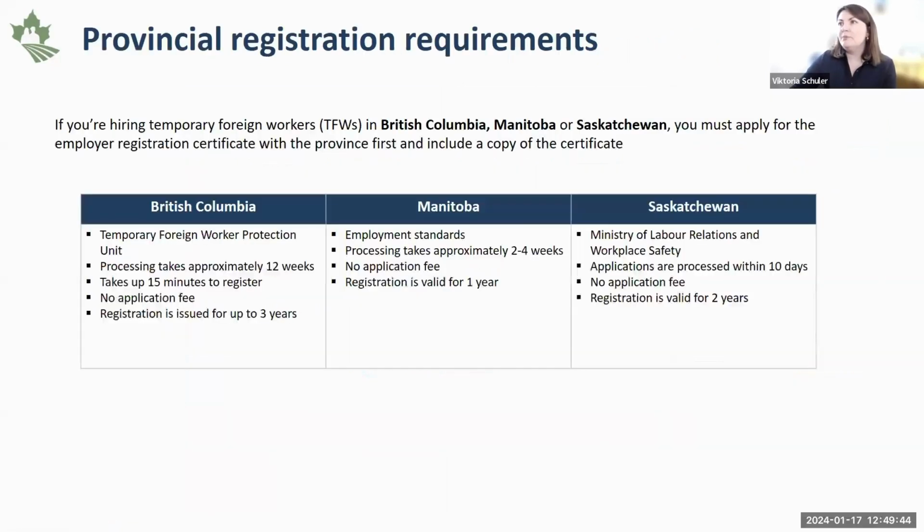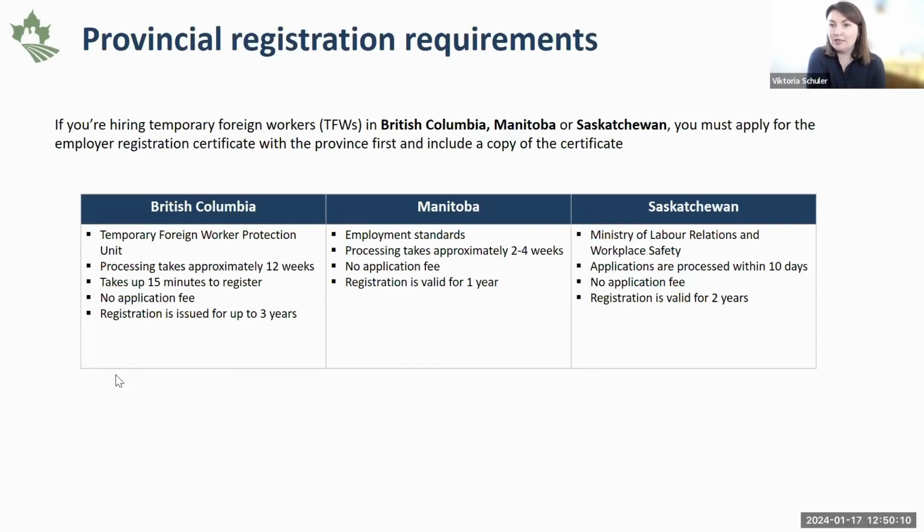We have just a couple more slides. As I mentioned, there are certain provincial registration requirements, especially British Columbia, Manitoba, and Saskatchewan. They require employers to be registered with their local provincial immigration authorities before hiring a temporary foreign worker. In British Columbia is the temporary foreign worker protection unit. Processing takes approximately 12 weeks.